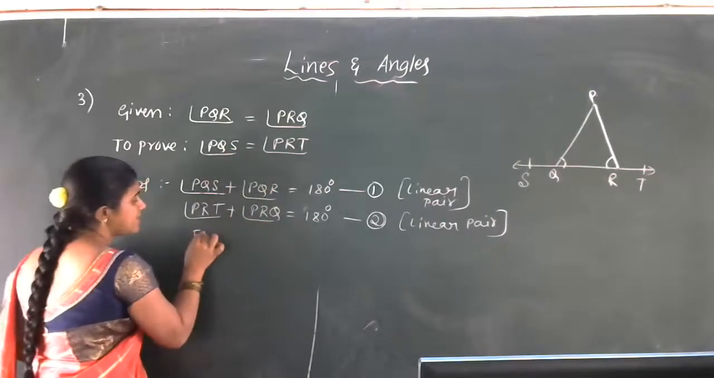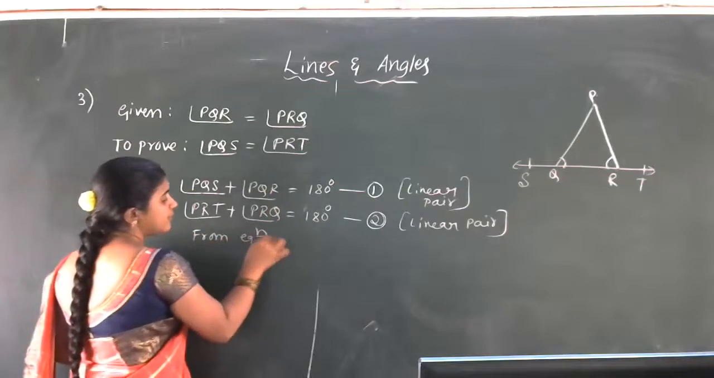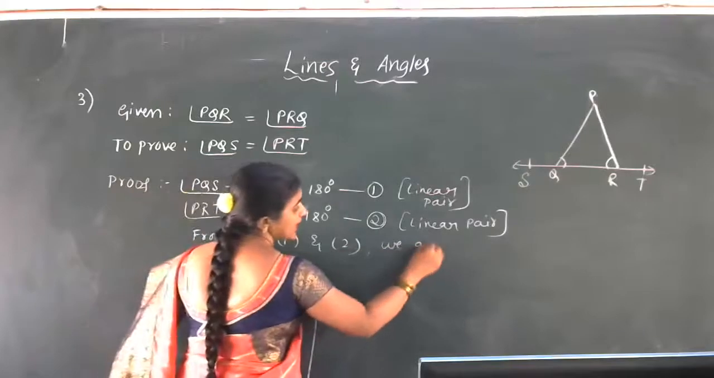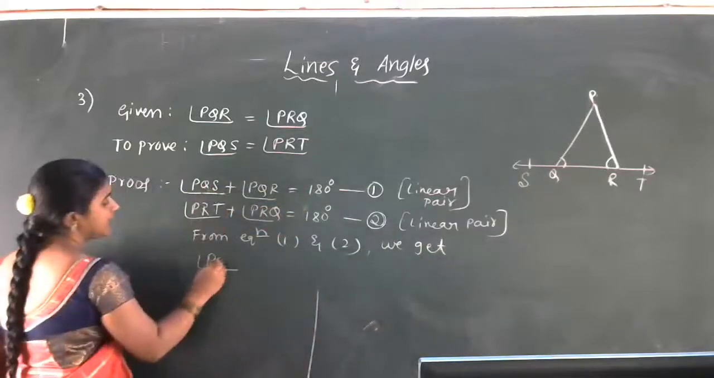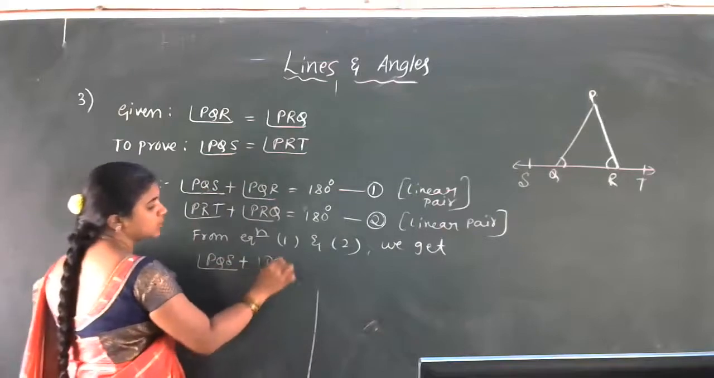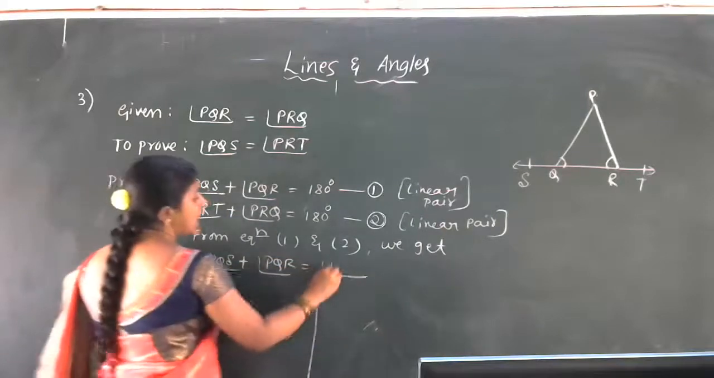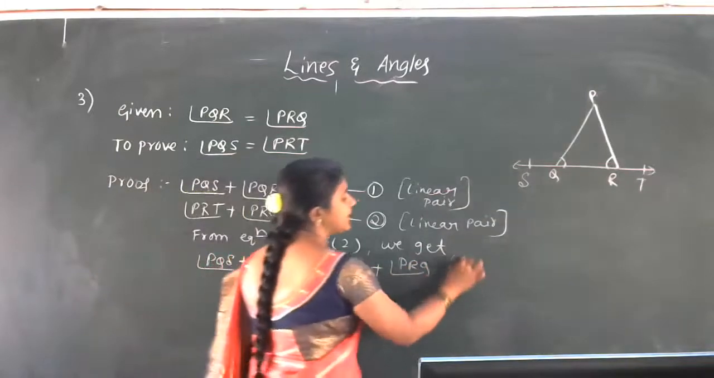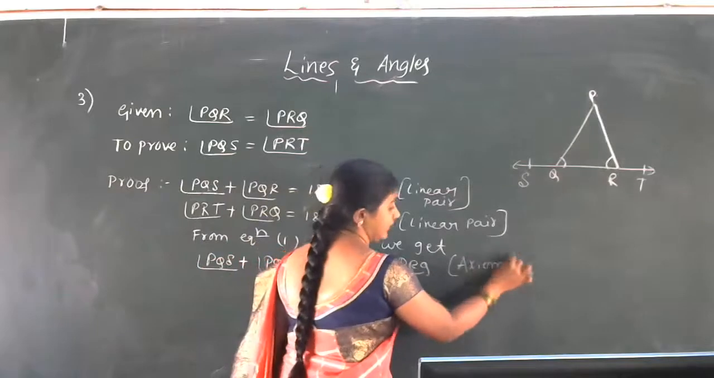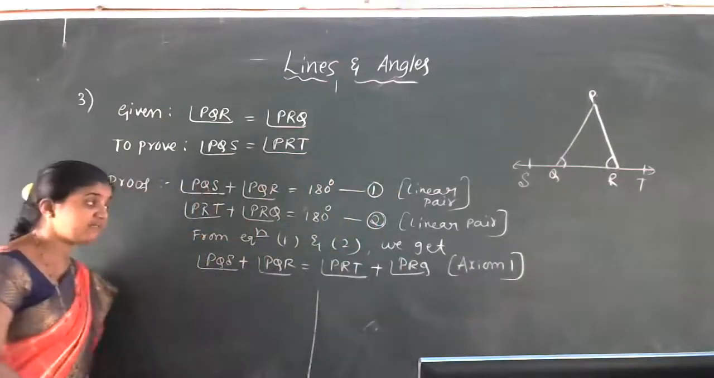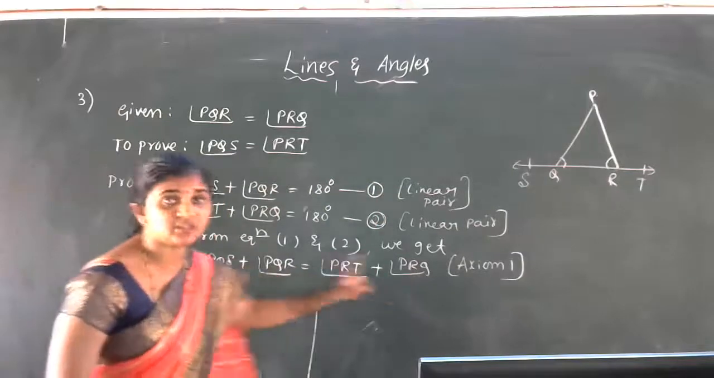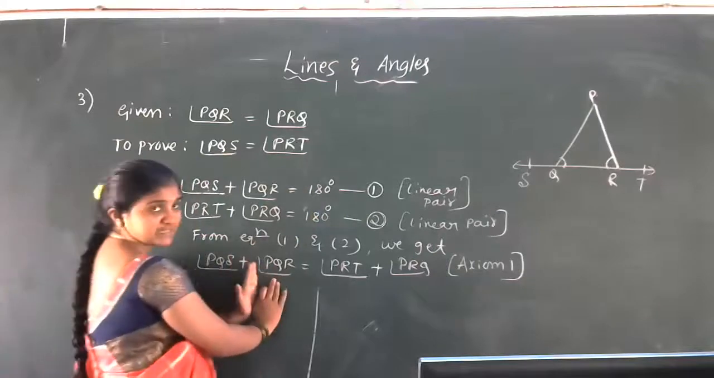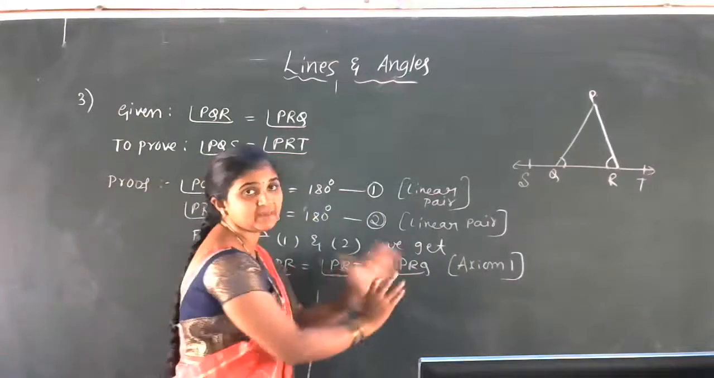That means from equations 1 and 2 we get angle PQS plus PQR, which is equal to angle PRT plus angle PRQ, according to axiom 1. Here we applied axiom 1, students. This expression is equal to this because both are equal to 180 degrees.